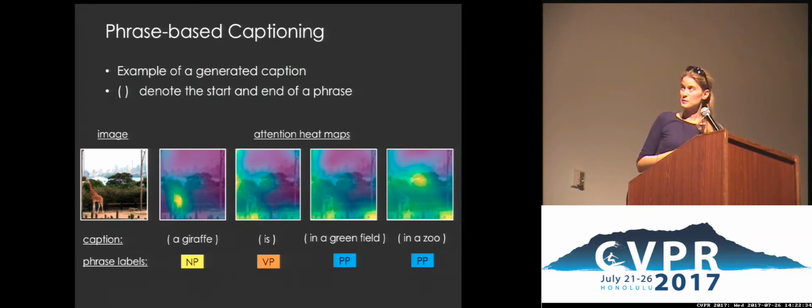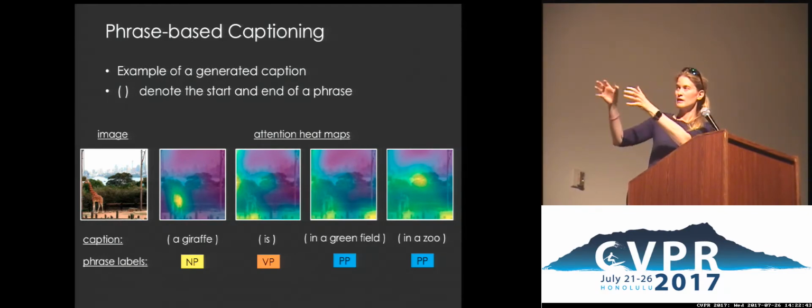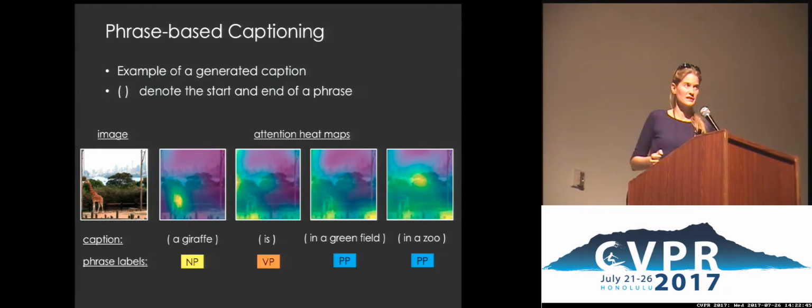Okay? This is just one result. You have an image, and below is a caption. And each time you see a bracket, that's basically a phrase. So you have different phrases separated by brackets. And for each one, we also produce a label, which tells you whether it's a noun phrase, verb phrase, preposition, and so on, and a heat map.